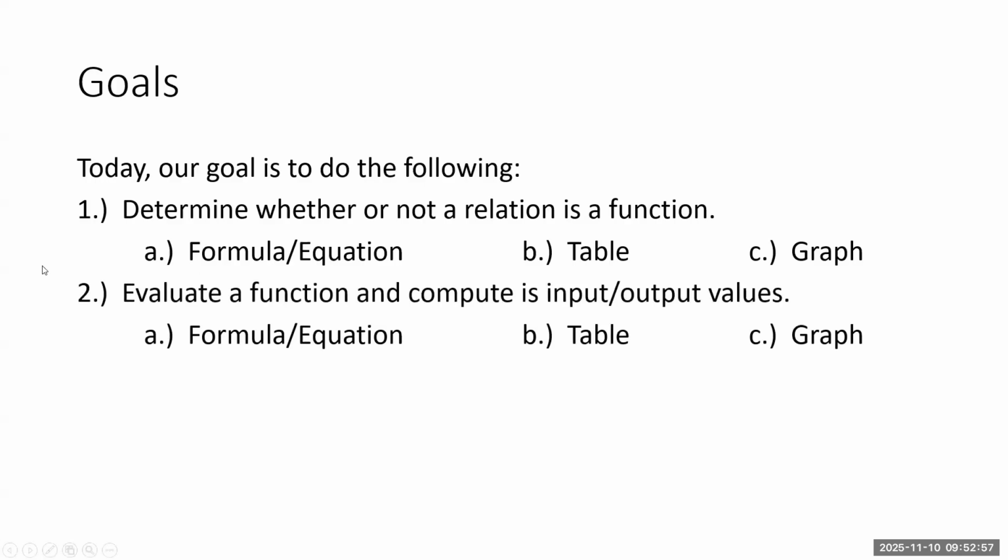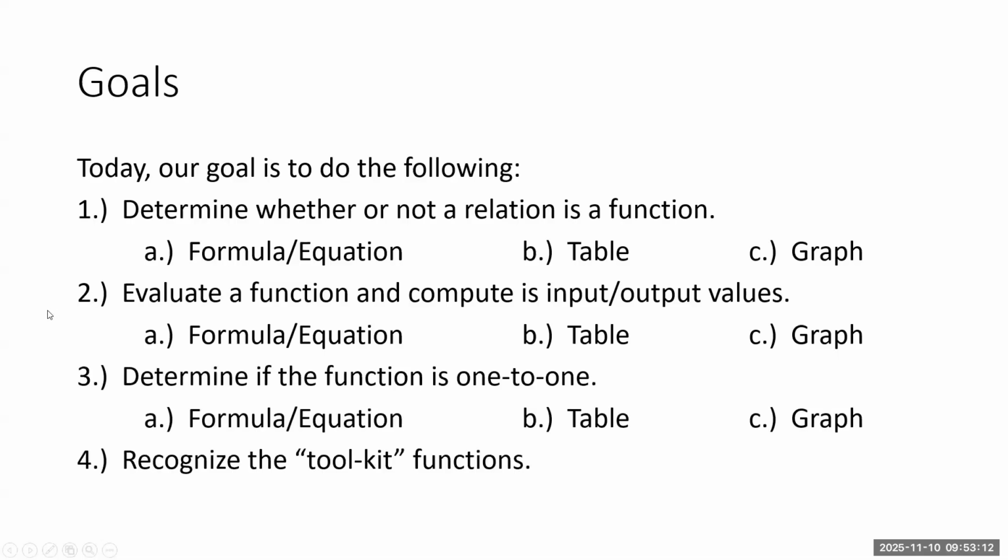2, evaluate a function and compute its input/output values. We are going to do this with a formula and equation. We're going to do this with B, a table, and we're going to do this with C, a graph. 3, determine if the function is one-to-one. We're going to do this with A, a formula and equation, B, a table, and C, a graph. And goal 4, we're going to recognize the toolkit functions.